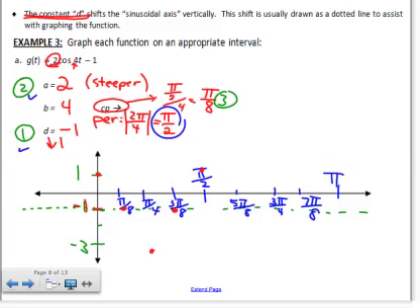And to be honest, when I graph these, I like to do my starting and ending point, and then go halfway between to graph the minimum, and then halfway between to graph the zeros, so that I don't make that mistake. And there you go.